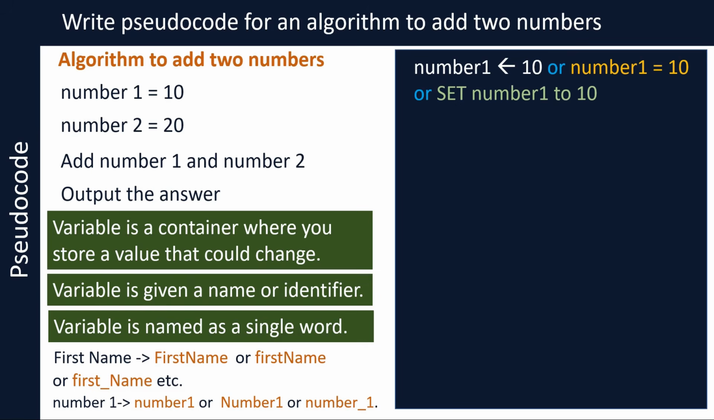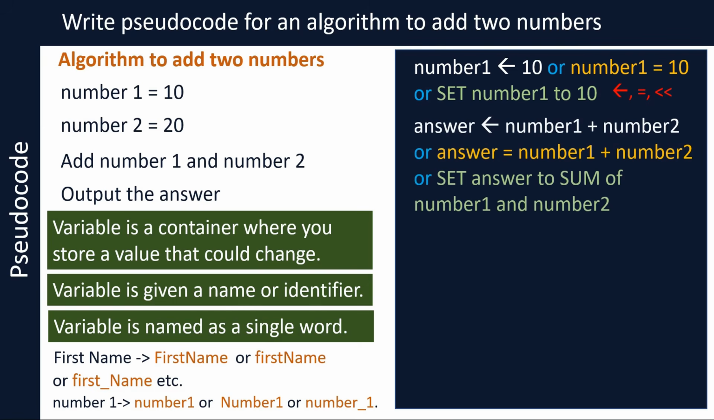Pseudocode often uses the symbols shown here for assigning values to variables, but it depends on the style you have chosen. As you can see, some styles will not use any symbol, such as the third style, which reads set number 1 to 10. Same goes for number 2.